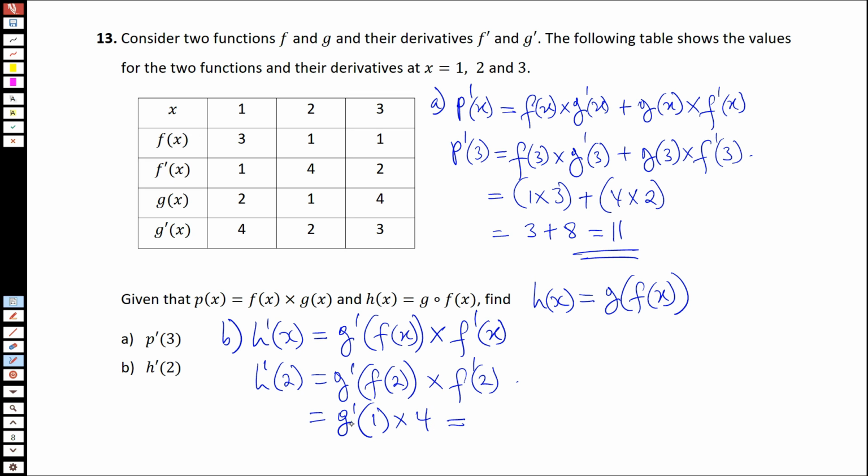Now notice here that we are able to find the derivative of g at 1. The derivative of g at 1 is just 4. So that will be 4 multiplied by 4, which will be equal to 16. And that's basically how you work out that question.